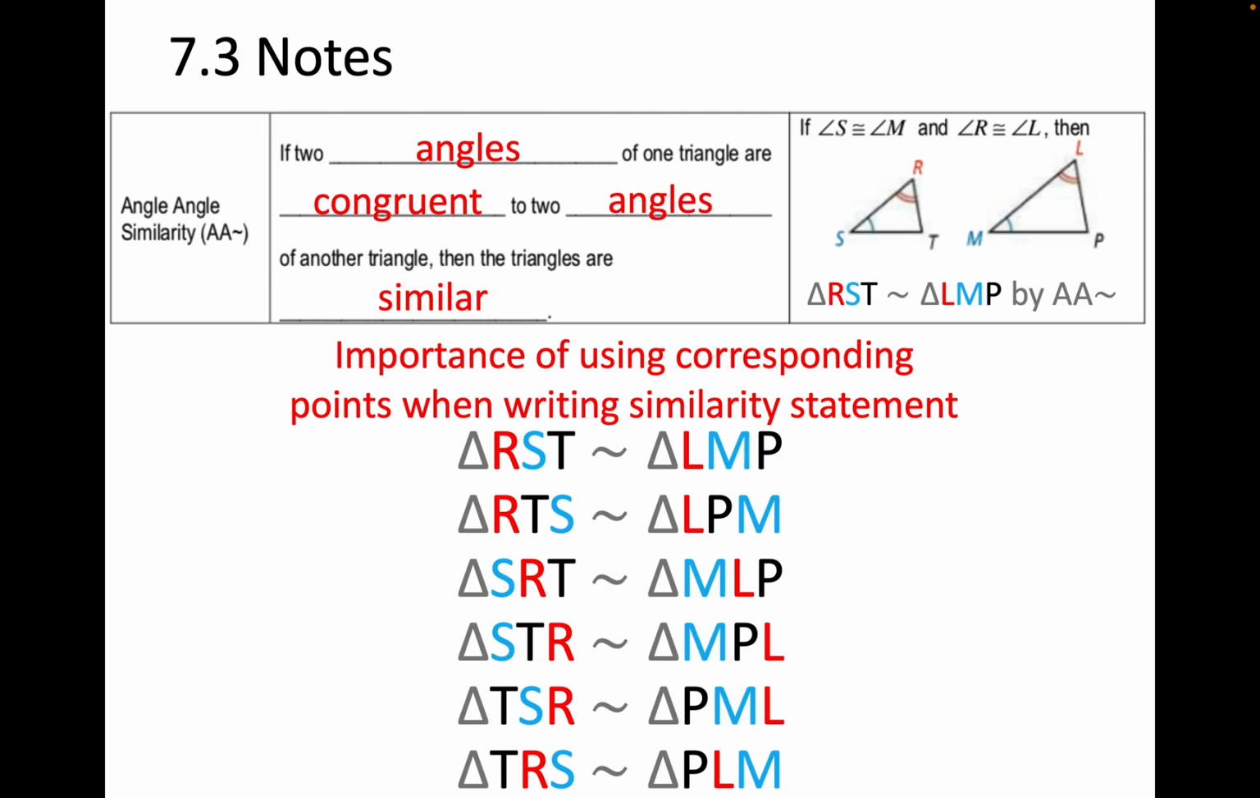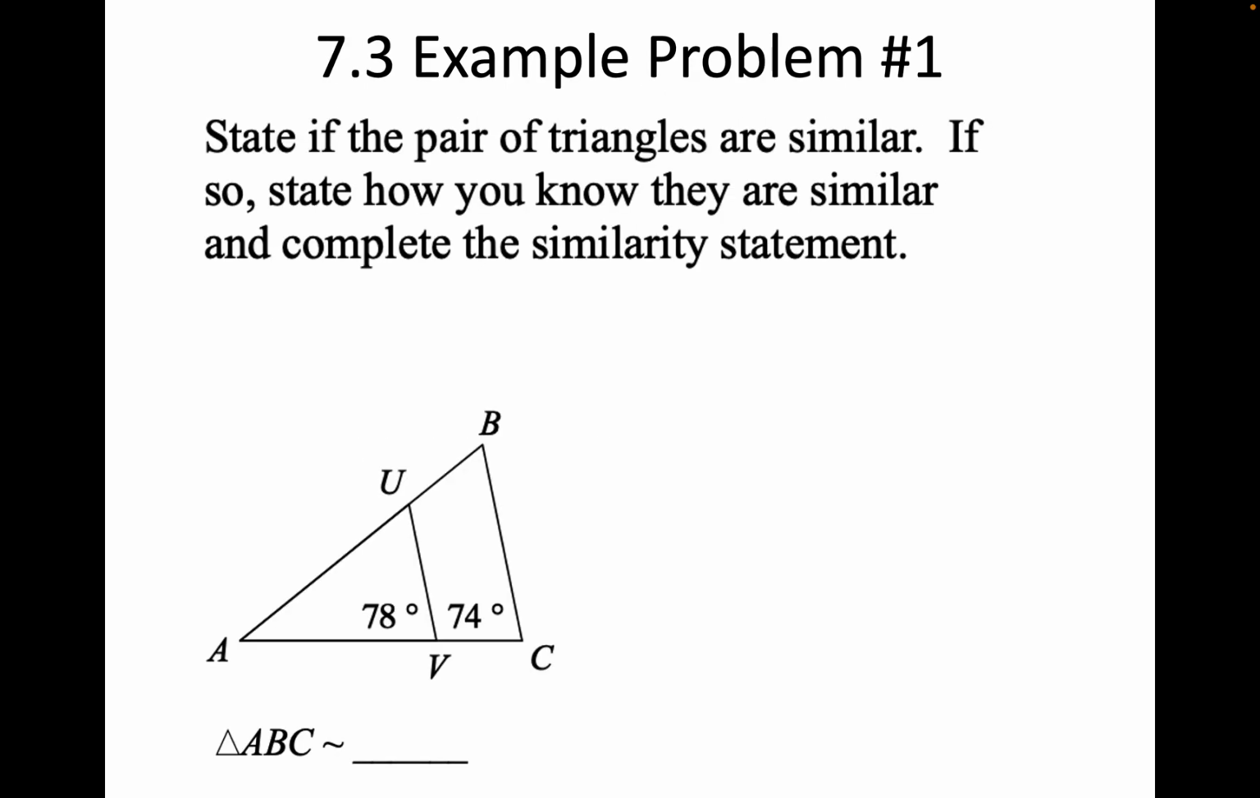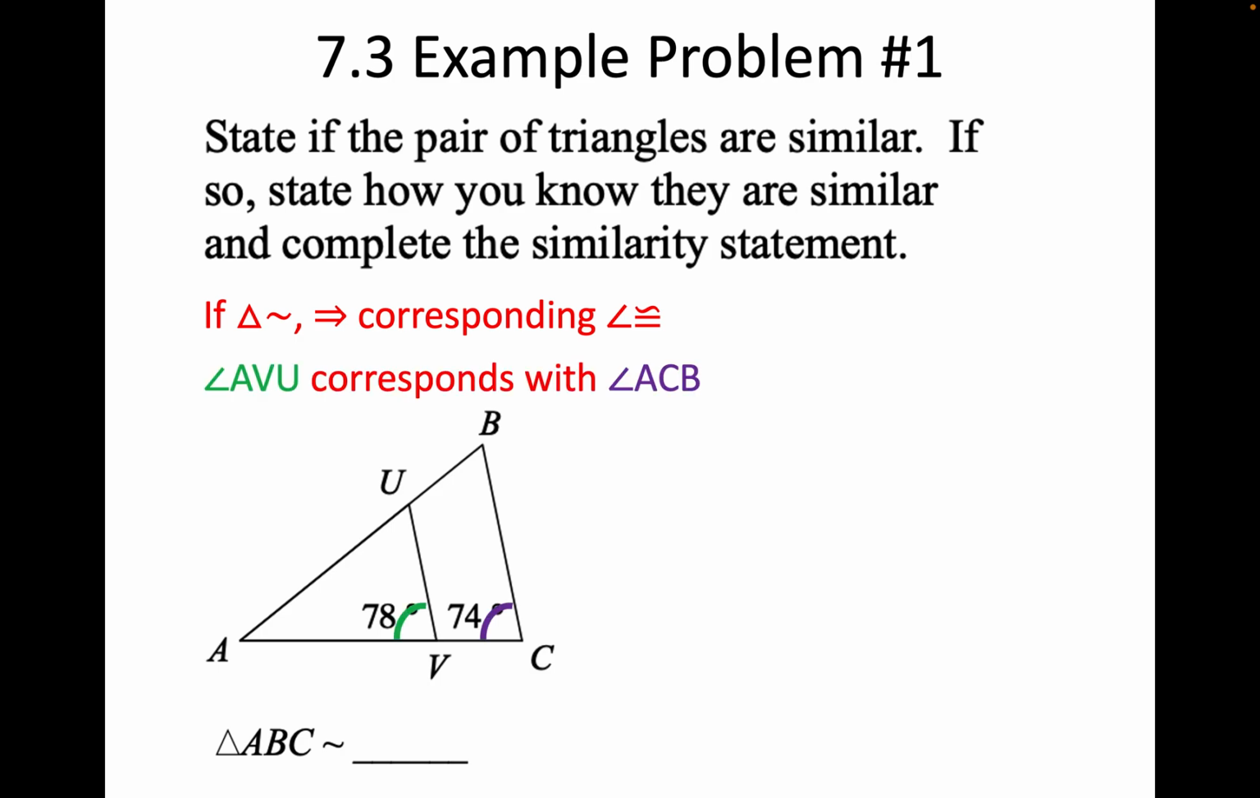All right, let's do an example problem here. Our first objective was to determine if triangles are similar using angle-angle similarity, and if so, write a similarity statement. So here is example problem number 1, and it's asking us to state whether these two triangles are similar. When we look at these, we can see that if the triangles are similar, then corresponding angles are congruent. And I put them in colors here so you can see angle ADU corresponds with angle ACB in purple. And so are those two angles congruent?